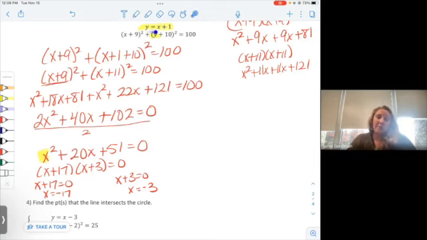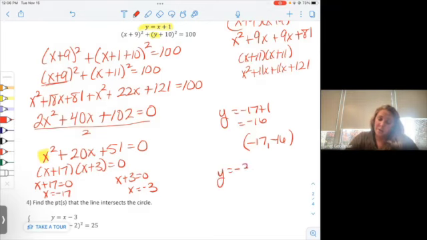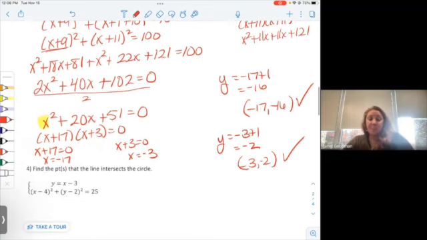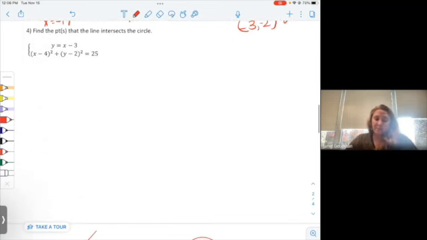Now we have to substitute back in up here to find our y values. So y is equal to my x value plus 1. So that's a negative 17 plus 1 for a negative 16. So that's our 1 point of intersection. My other point of intersection, negative 3 plus 1 for a negative 2. So in this case, the circle with a center at -9, -10, and a radius of 10 intersects the line y equals x plus 1 at 2 points, negative 17, negative 16, and negative 3, negative 2. Let's try another one.